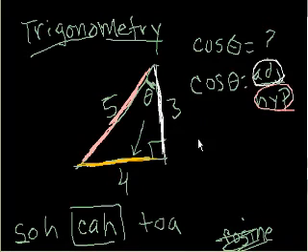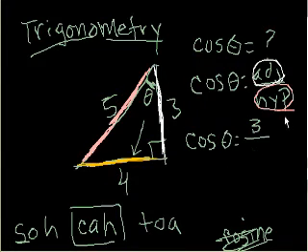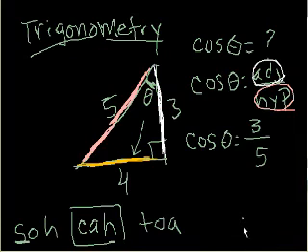So we're ready to figure out what cosine of theta equals. Let me write it in. Cosine of theta is equal to the adjacent side, that's 3, over the hypotenuse, which is this pink side, 5. Pretty straightforward, isn't it? Let's do another one. I don't want to erase the whole thing. I just want to erase part of the page because I want to keep using this triangle.